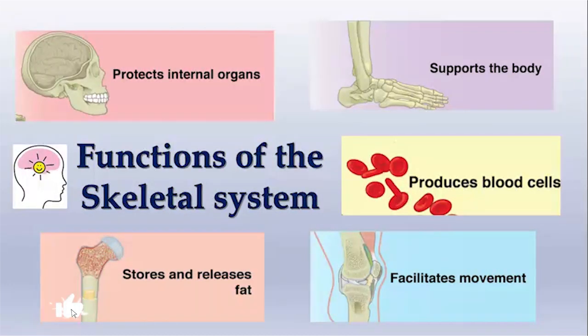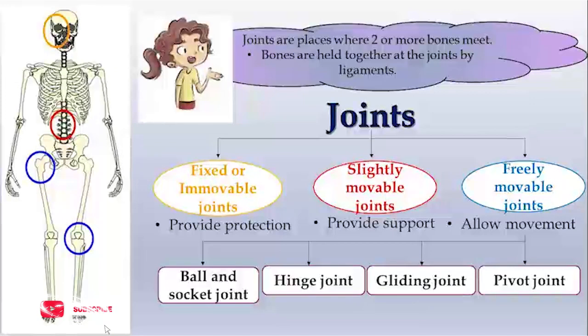Slide 5. We all know that bones are rigid structures that cannot be bent. So how is movement possible? All movements in our body are due to the joints and muscles. Joints are places where 2 or more bones meet, and they are held together by ligaments.